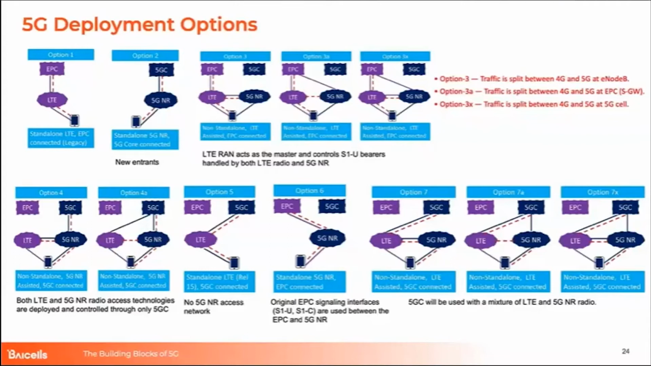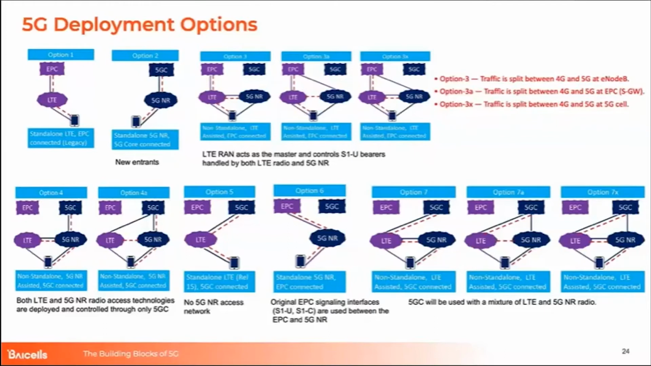And then we have the last option, which is option 3X. The 5G gNode B decides the split. So the split of traffic is decided by the 5G gNB right here. So everybody's going through option 3, and then eventually they reach option 7, where the 5G core is introduced and no more LTE EPC core.